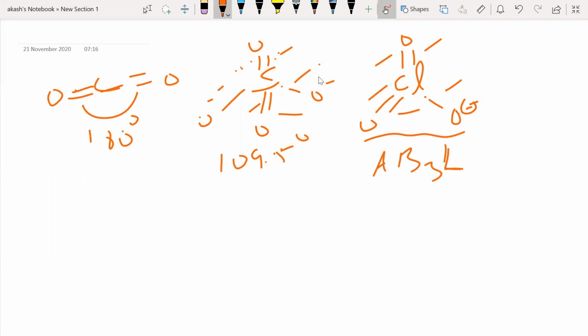So obviously the bond angle is going to be less than 109.5 degrees. We don't know the exact bond angle, but I can say that it is going to be lesser than 109.5 degrees. Cool, right? Okay, now let me take ClO2 minus.